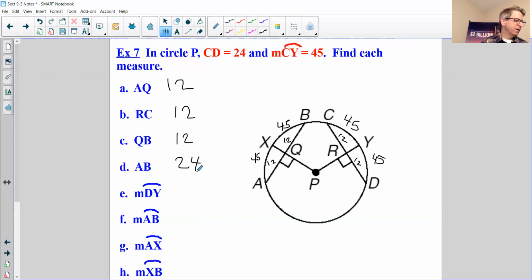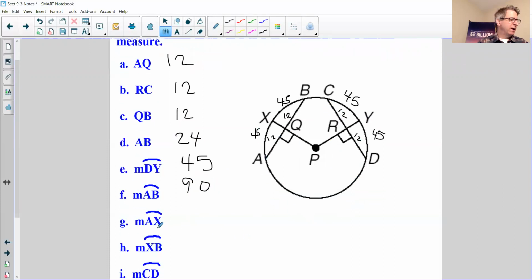We've got some arcs to finish up here. The measure of DY, 45. The measure of AB, 90. The measure of arc AX, 45. Letter H, measure of XB, 45. The measure of CD, which is 90.